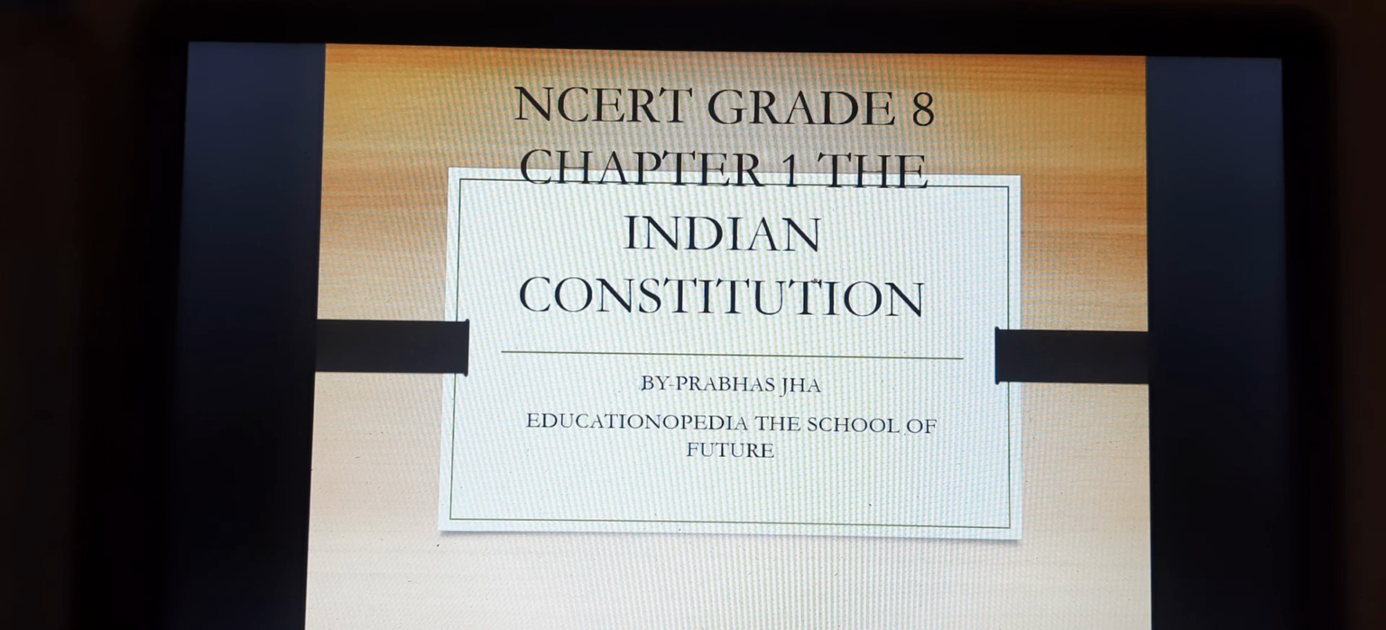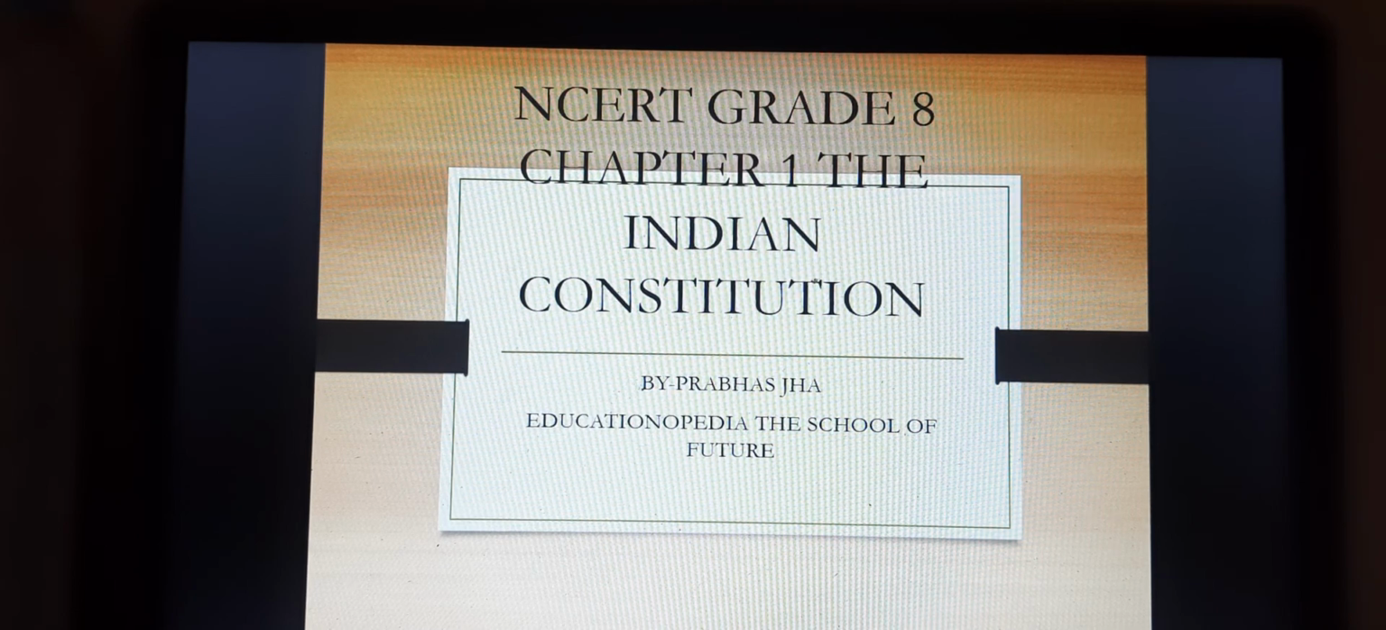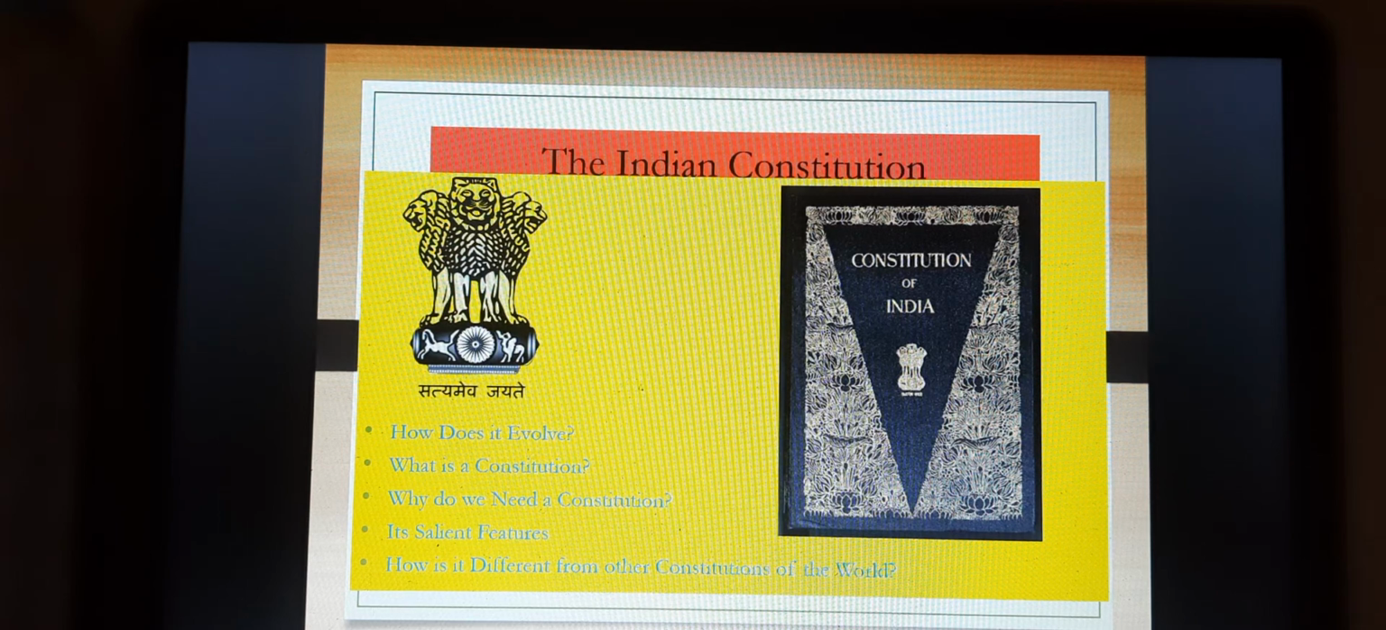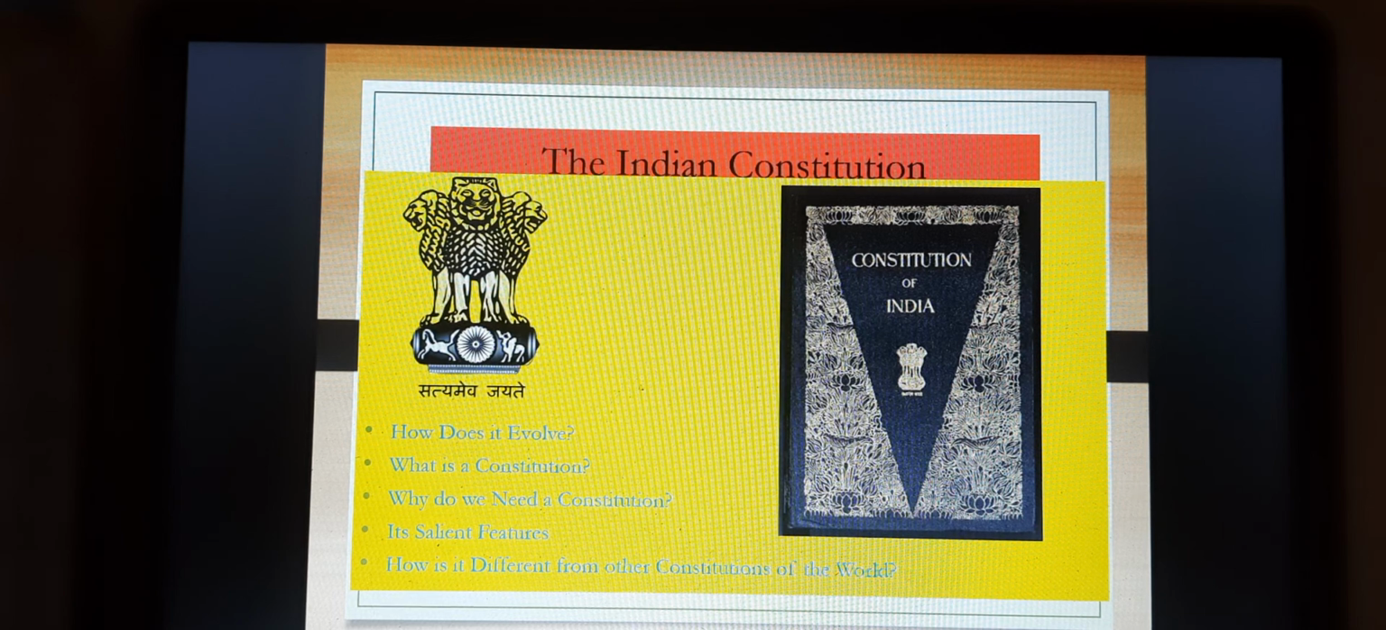Today, I, Prabhash, am going to deal with NCERT Grade 8 Chapter 1, the Indian Constitution. As we all know, the Indian Constitution is the rule book by which the Indian government is governed, and it lays out many rules and regulations in the form of articles, sections, and different types of rules which need to be followed by the citizens of the country. So we'll be seeing them one by one.